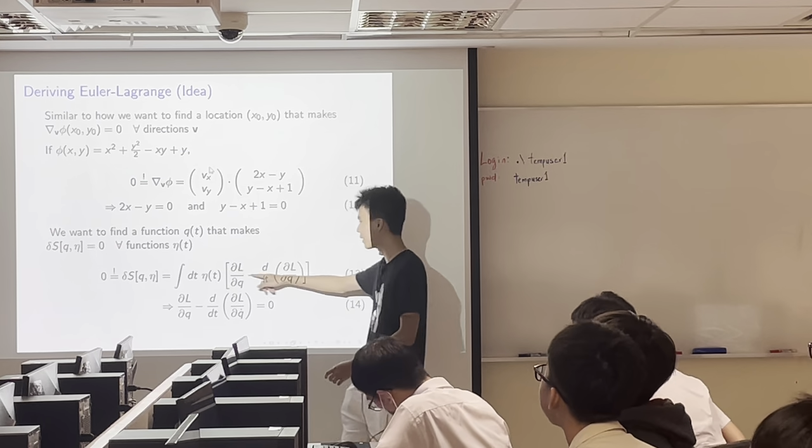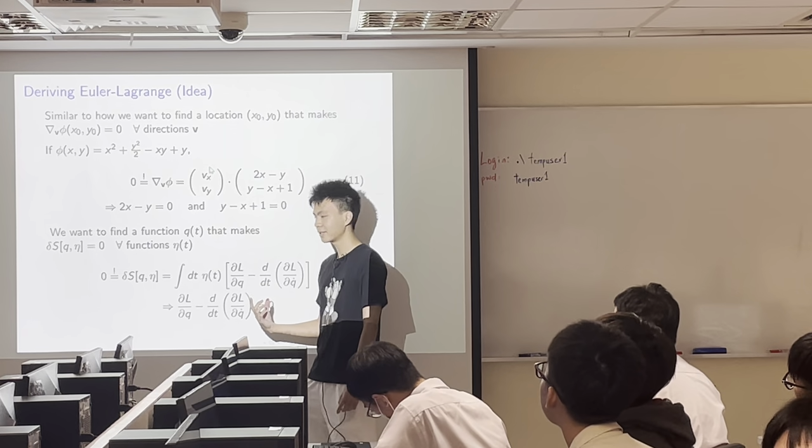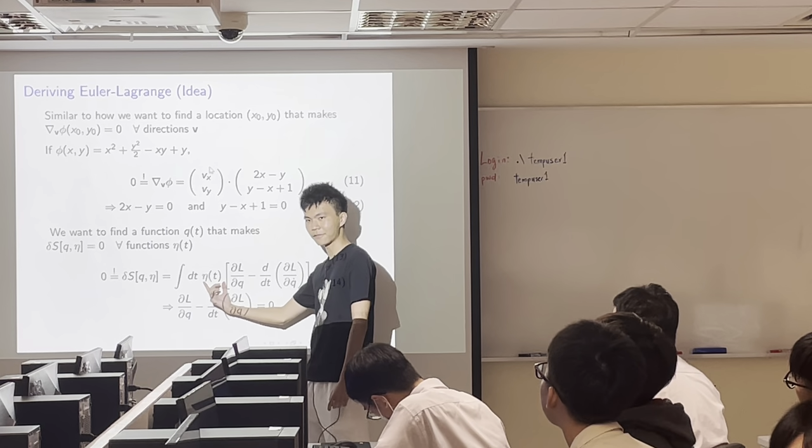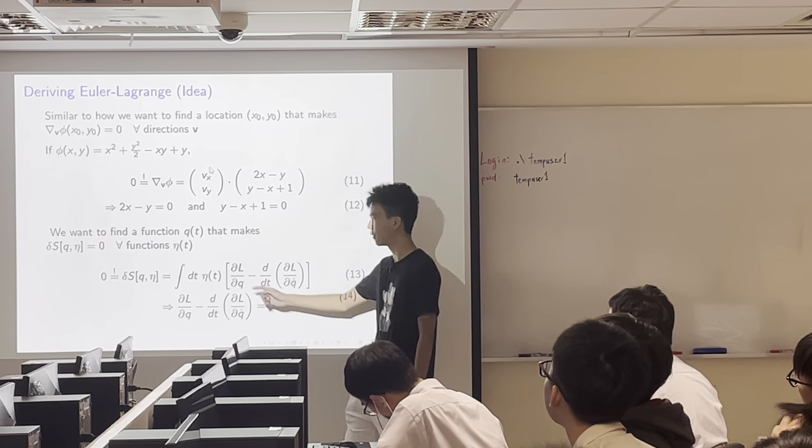So you're asking why the right-hand side equaling 0 must mean that the thing inside the square bracket must be 0? Yeah, like eta itself could be 0 everywhere, right? The answer is that this equation 13 must hold true for all functions eta.